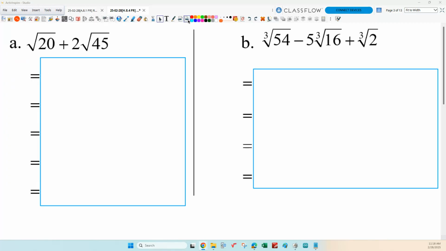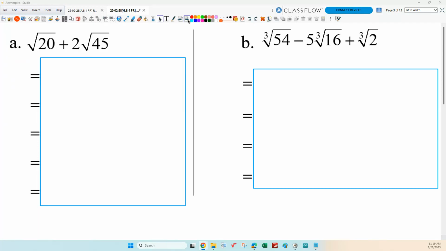Okay, what about A? Can I combine those? Doesn't look like it, but are you sure? Maybe, right? What could I do to see? Yeah, I could simplify each radical first, and then it's possible that I would be able to combine them. So how would I simplify the square root of 20? What's the biggest perfect square factor of 20? 4, right? 4 times 5.